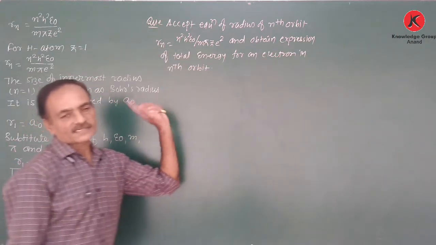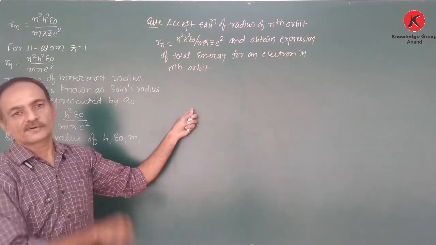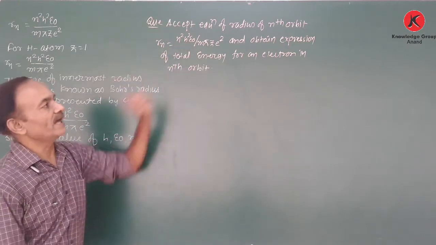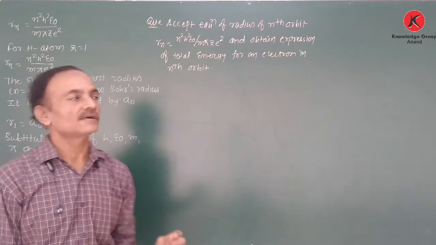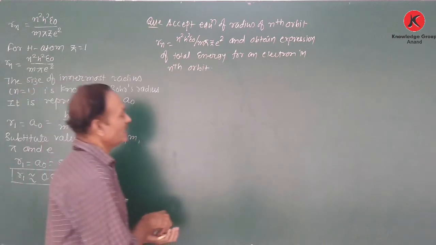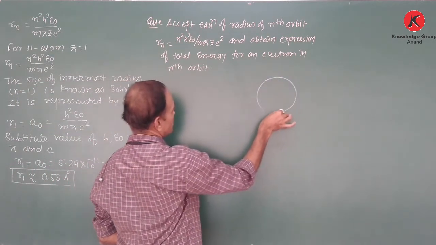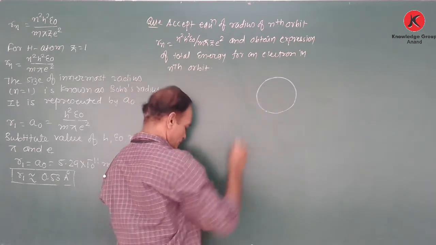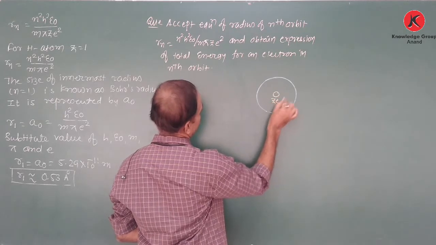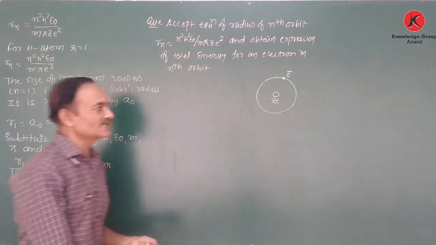Already we did this equation, but here we are using the concept of Bohr's hypothesis, and also using this equation we derive the total energy of the electron in nth orbit. For that purpose, again we assume that the electron revolves in nth orbit around the nucleus. Nucleus having the charge Ze. The electron having the mass m and charge e.